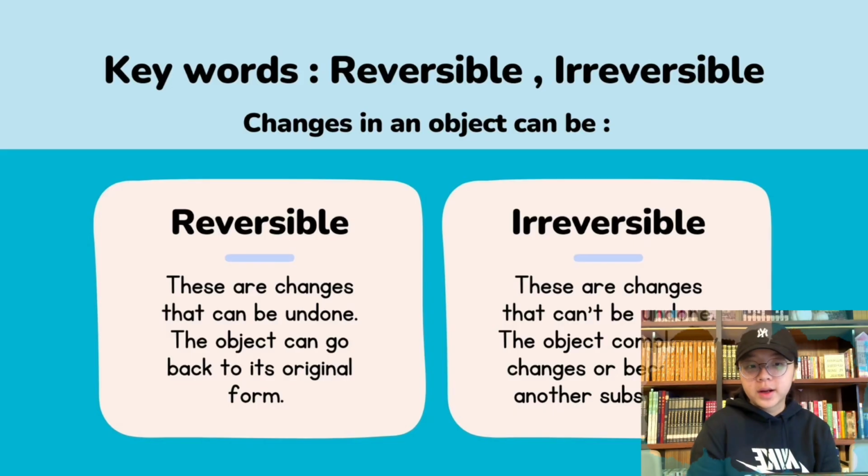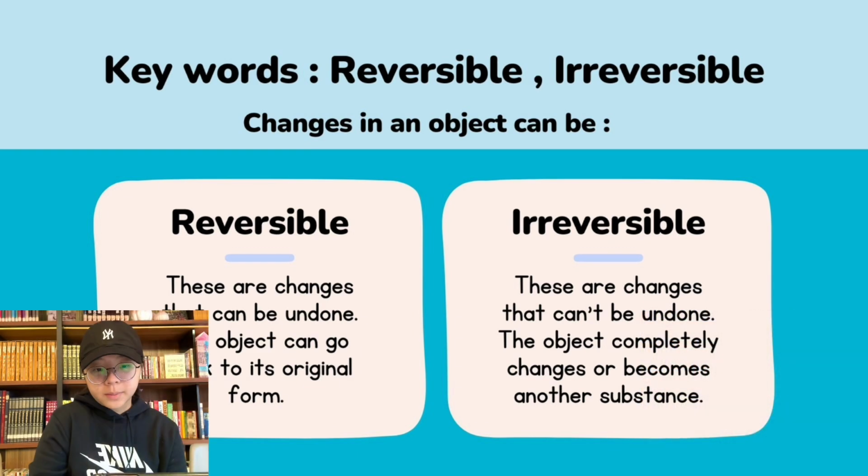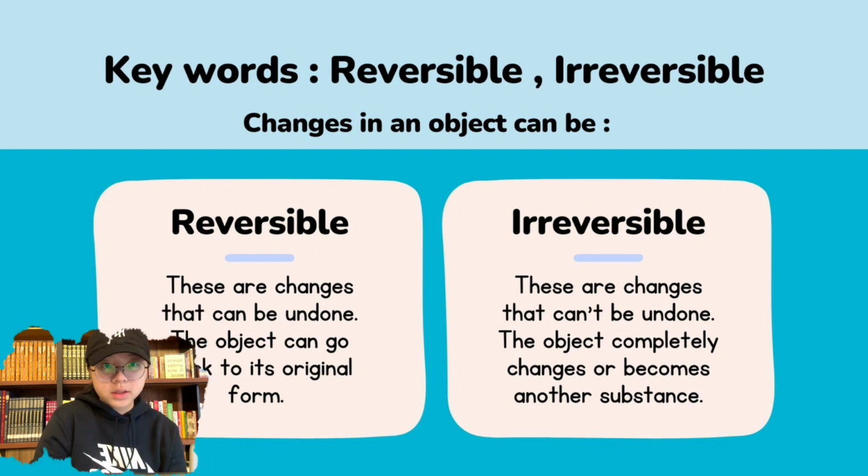The biggest difference between physical change and chemical change is whether they are reversible or irreversible. Reversible. These are changes that can be undone. The object can go back to its original form. Irreversible. These are changes that can't be undone. The object completely changes or becomes another substance.